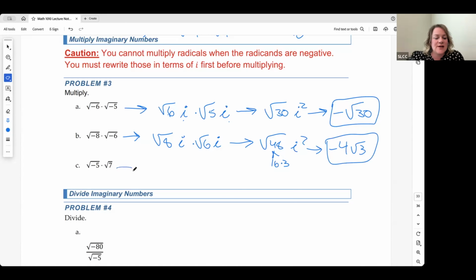And then for the last one, this would be root 5i times root 7. 5 times 7, 35, nothing to simplify. And the i is all alone. There's no other i to multiply it by, so just root 35i.